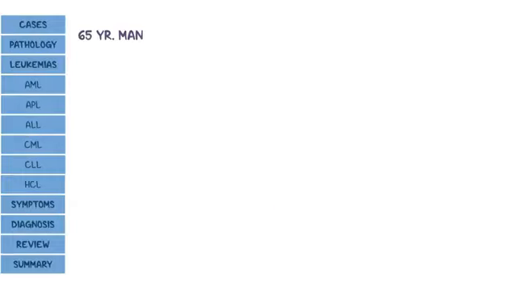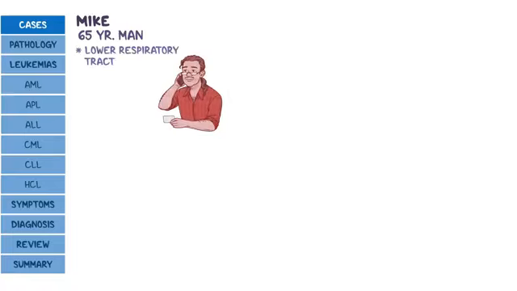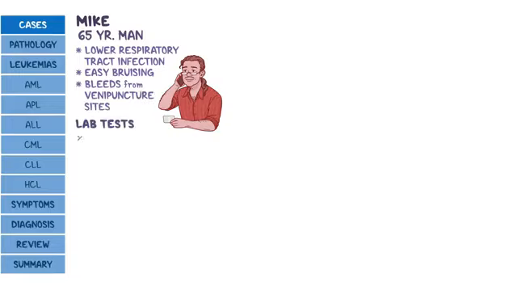A 65-year-old man named Mike is admitted to the hospital for a lower respiratory tract infection. He reports easy bruising for the past months, and a few hours after admission, he rapidly deteriorates and starts to bleed from venipuncture sites. Lab tests show low platelet count, and bleeding time, PT and PTT, are prolonged.